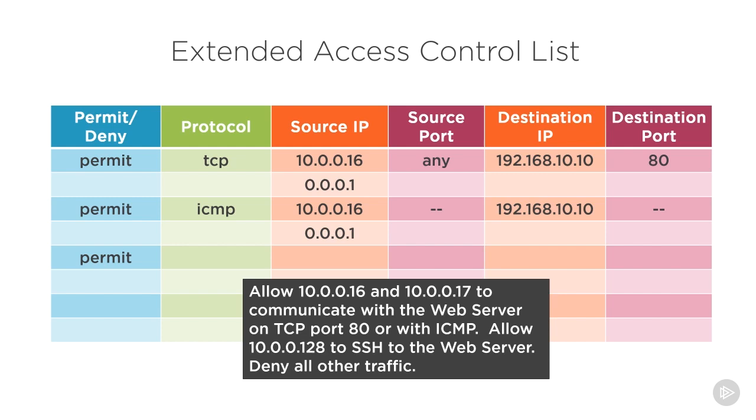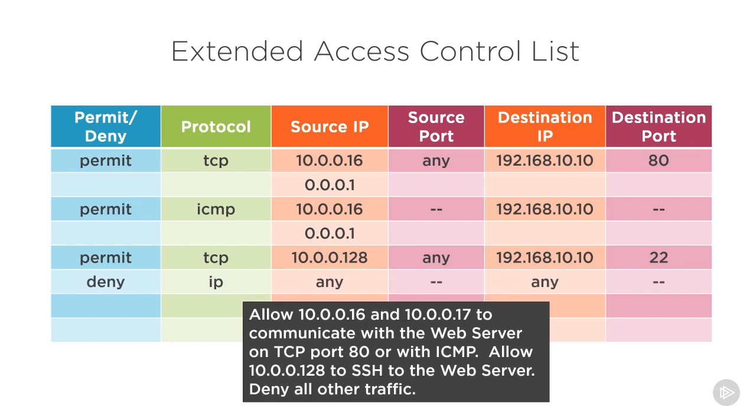Next, we're going to allow access from 10.0.0.128 to SSH to the web server. Well, SSH uses TCP as a transport layer protocol, so I'm going to have to specify once again TCP is my transport layer protocol. My source address is going to be 10.0.0.128. I have no idea what the source port is going to be, so I'm going to allow anything. My destination address is 192.168.10.10, and then my destination port here is the port number of SSH, which I didn't tell you in the story problem, but if we look that up, SSH has a destination port number of 22. So there's our third line of our ACL, and then our last line here says deny all other traffic.